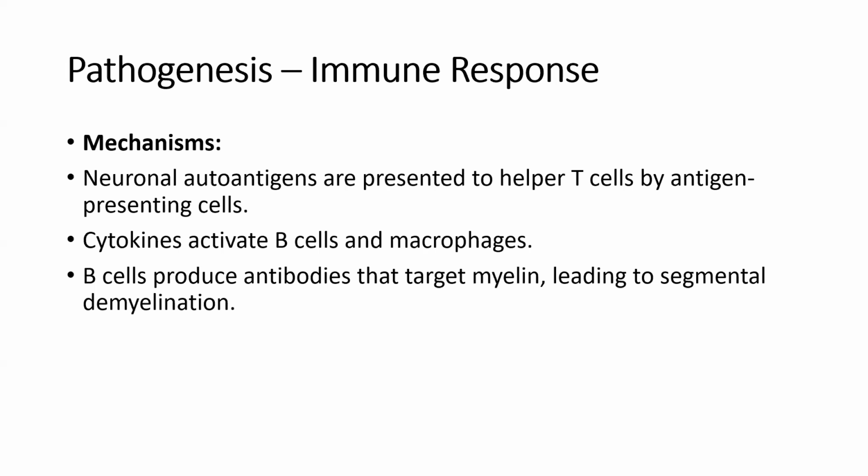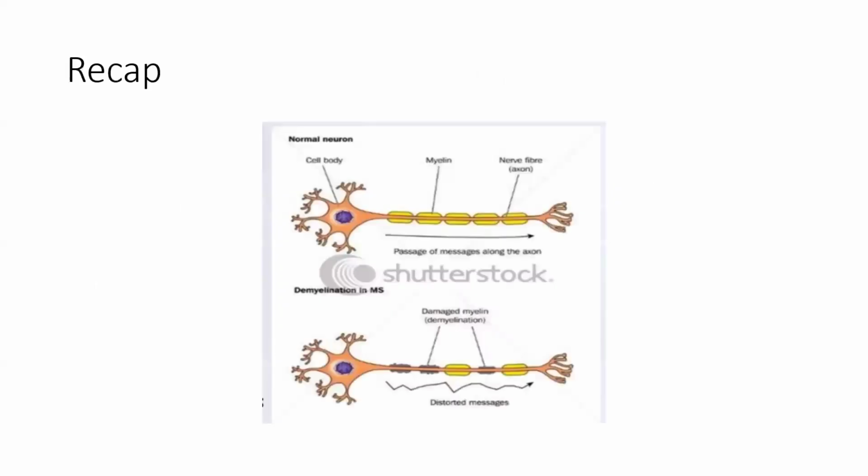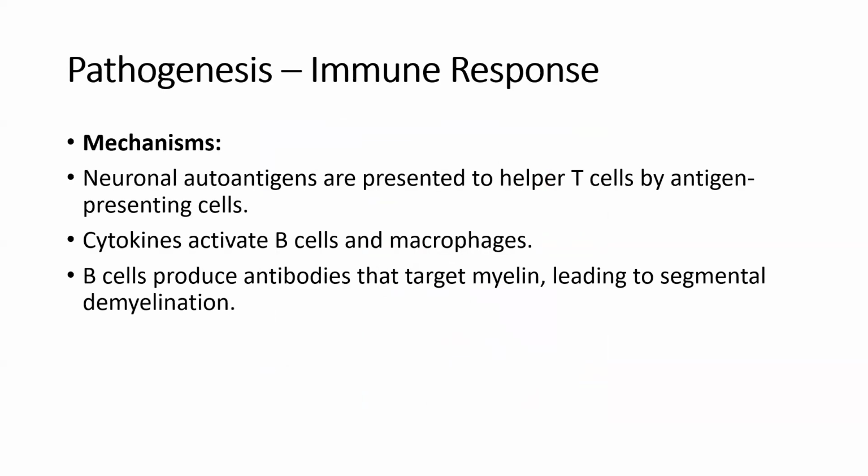As we have said, demyelination is the destruction of the myelin. That breaks down the communication between neurons, and it's usually segmented. Here we have the myelin sheath, which covers the axon. Demyelination is going to leave this like this, so the impulse does not travel properly. It's distorted, as you can see. The upper image is a normal neuron. The lower one is when we have the demyelination.